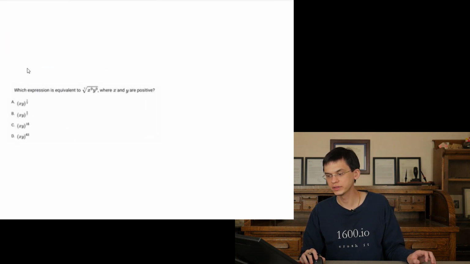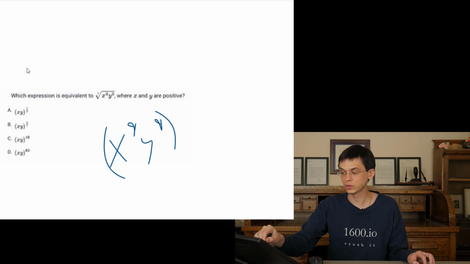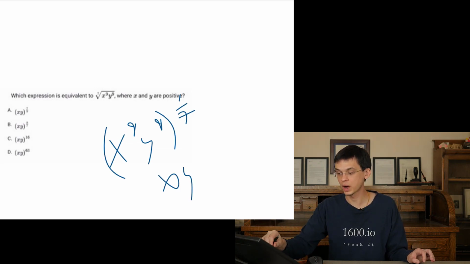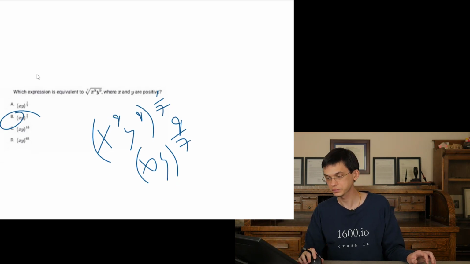Which expression is equivalent to this horrible thing? X to the 9th, y to the 9th, to the 1/7, and pull out a 9th power to both of these, so we get xy to the 9 over 7, which is B.